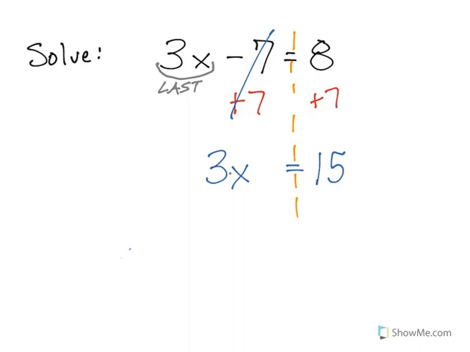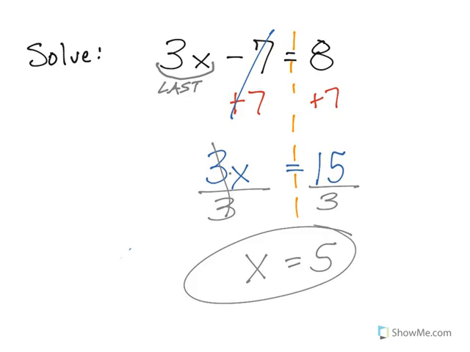All right, so the next step, we need to get rid of this 3. 3 is touching the x, so that means multiplication. The opposite of multiplication is division. So we're going to divide both sides by 3. 3 divided by 3 is 1. So I have 1x, and 15 divided by 3 is 5.